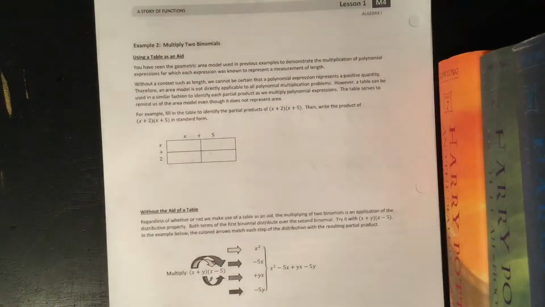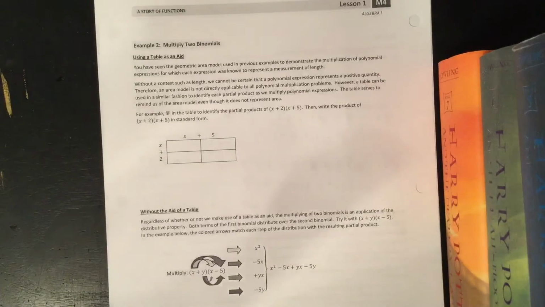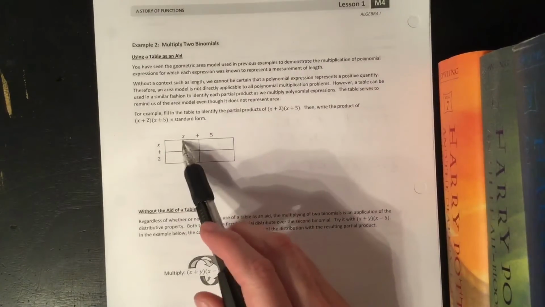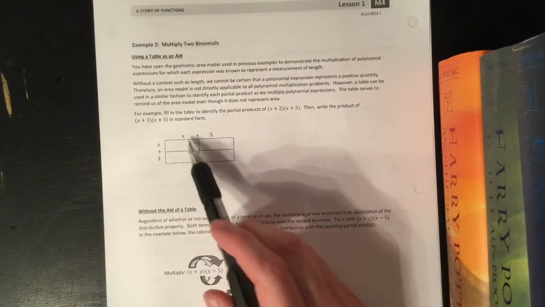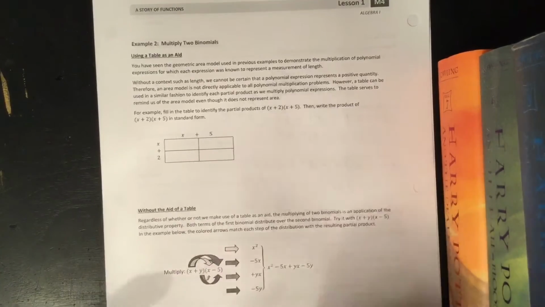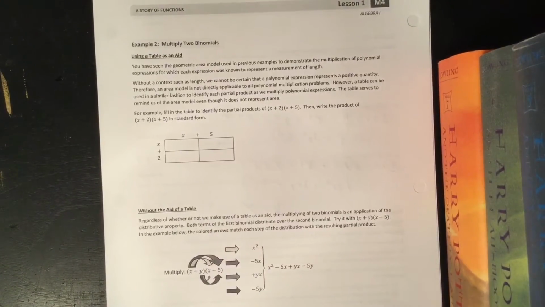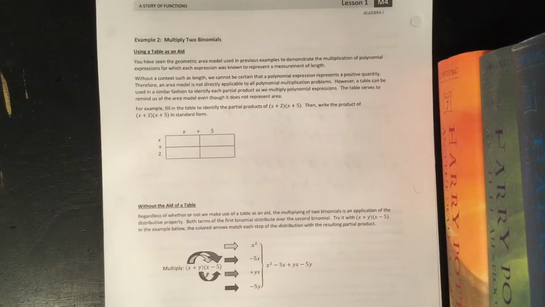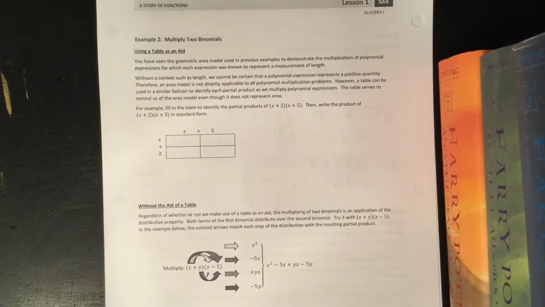Okay, so the next one talks about multiplying polynomials, or in this case, binomials. This would be a monomial. Two of them would be a binomial. So, we've done this before where you use a table as an aid. I believe in Module 1 they actually showed you this.